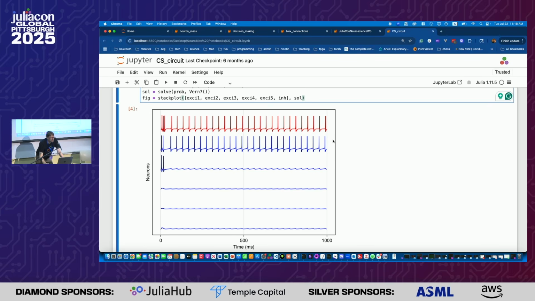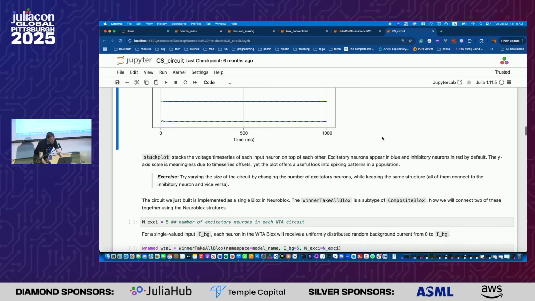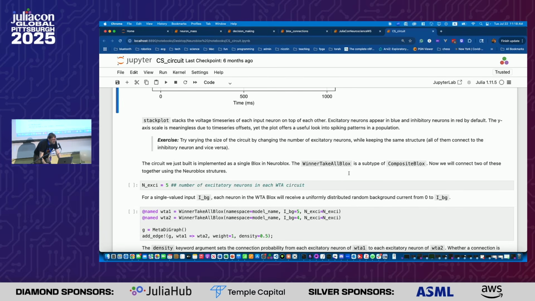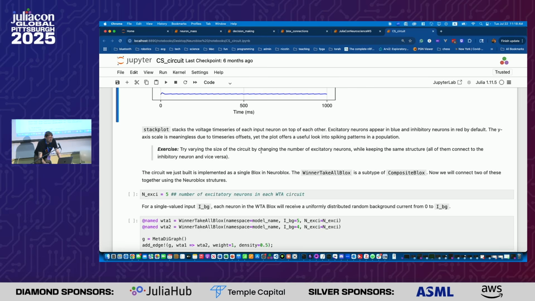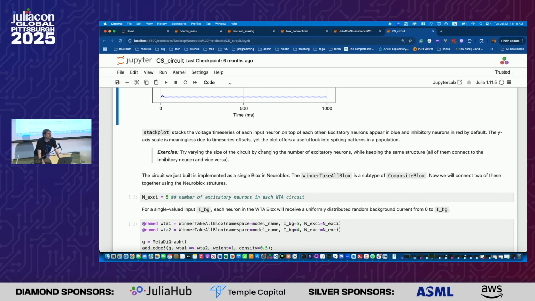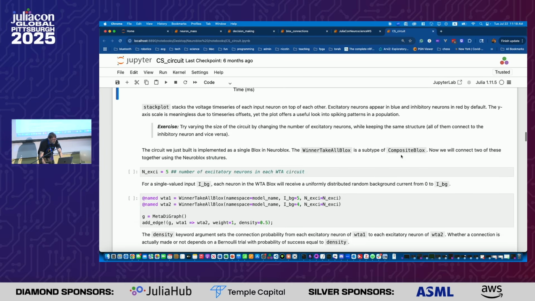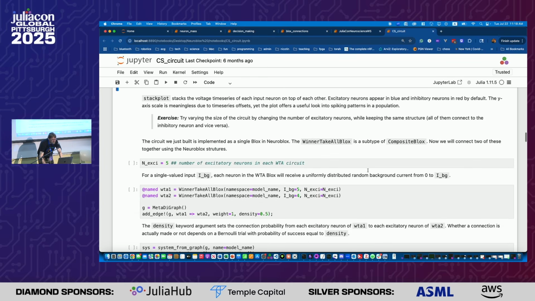Okay. So this is our winner takes all circuit, right? And now what you can do is we can use stack plots. So here's a little exercise if you want to try this, right? I introduced stack plots, and I introduced raster plots, right? And you can apply all of these to these neurons. So let's see what we want to do.